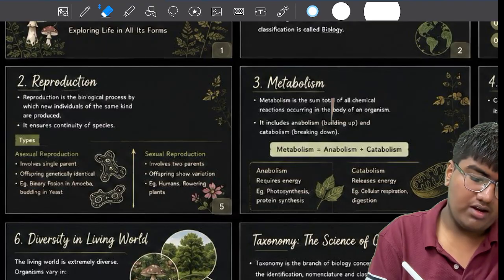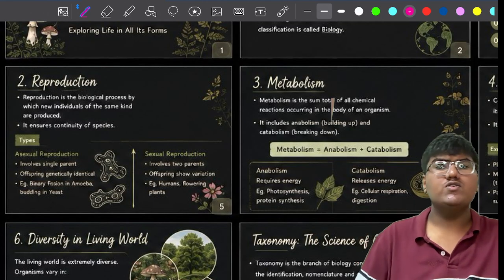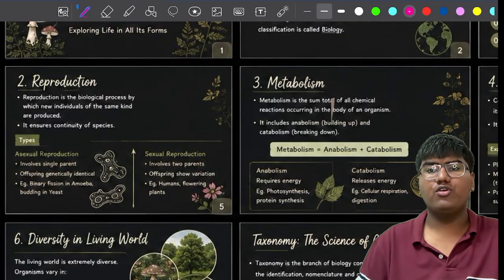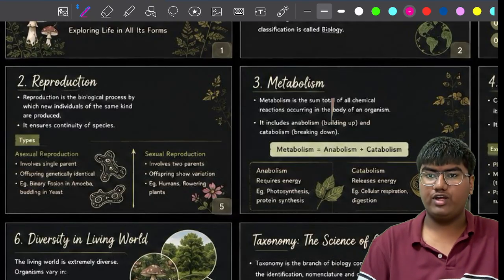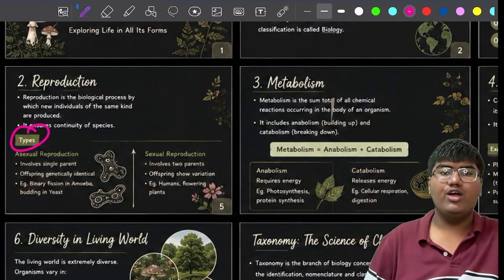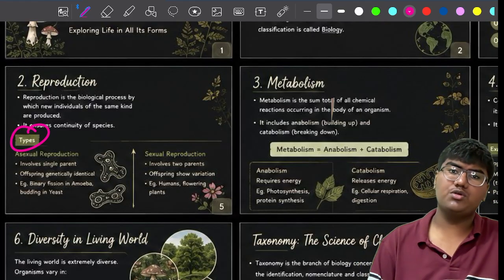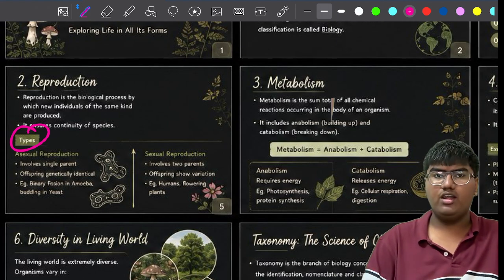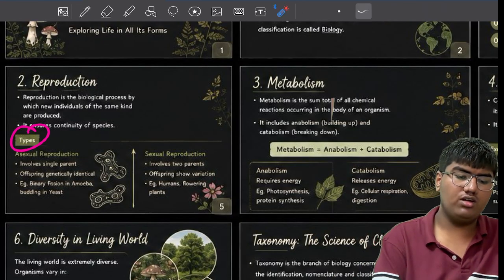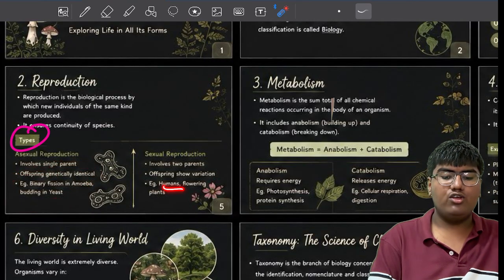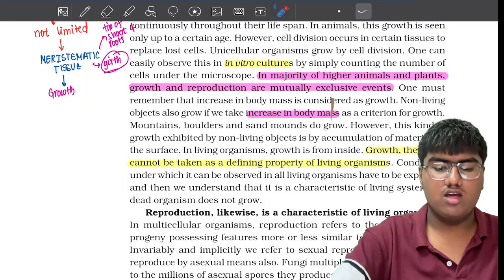Reproduction is a biological process in which new individuals of the same kind are produced. It ensures continuity of species. So reproduction, we all know what it is. It is necessary for the continuity of species, and we cannot take it as a defining feature. Why, we will study now. We know the types of reproduction, that is asexual reproduction and sexual reproduction. Asexual reproduction involves a single parent. Sexual reproduction involves two parents. Offspring are genetically identical in asexual reproduction, but we see variation in sexual reproduction. Examples are given here: binary fission in amoeba, budding in yeast, and in humans and flowering plants we see sexual reproduction. So now let's see what NCERT has to say about it.